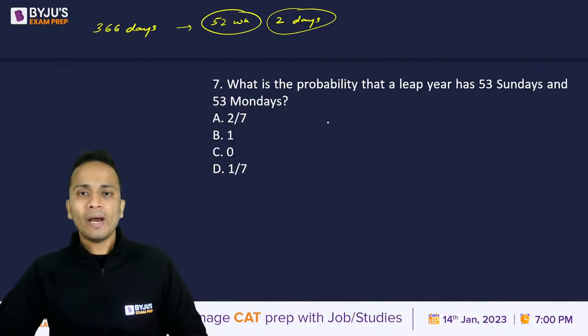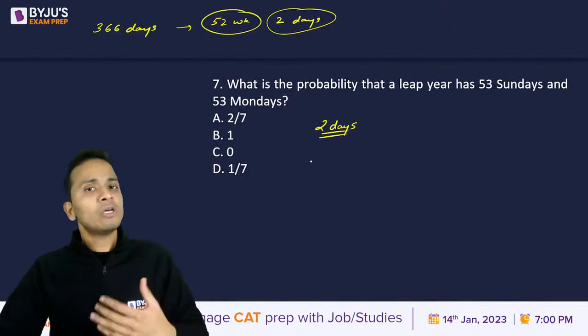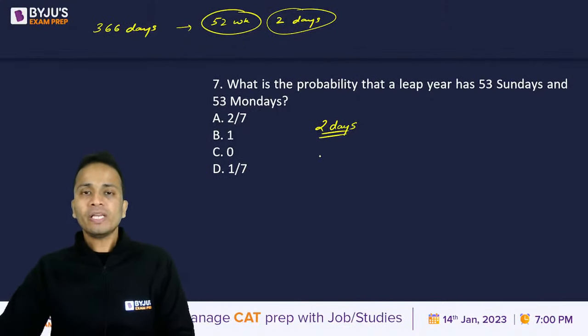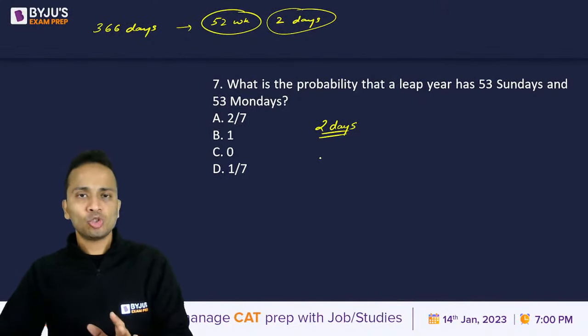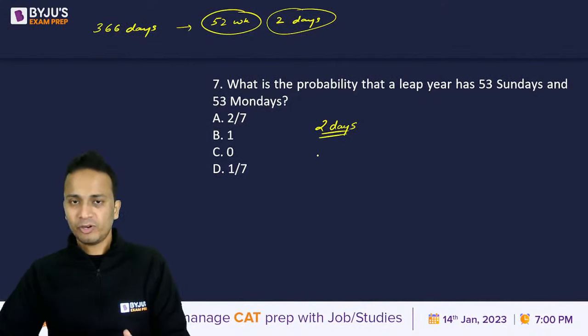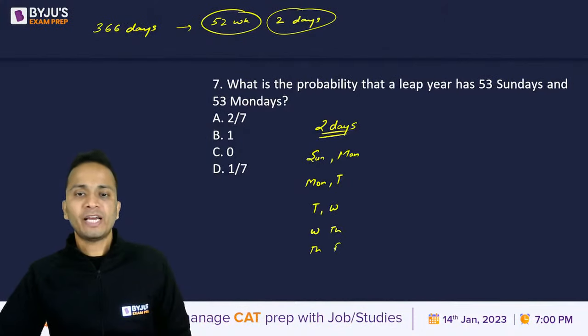Now we are talking about these 2 extra days. So these 2 extra days can be. Now I will write all the possibilities. So I'm writing the sample space, and then you can easily find your answer. Okay. So 52 Sundays and 52 Mondays are already done. Now these extra days, right? So I'm writing them. So this can be Sunday and Monday. This can be Monday and Tuesday. Tuesday, Wednesday. Wednesday, Thursday. Thursday, Friday. Friday, Saturday.